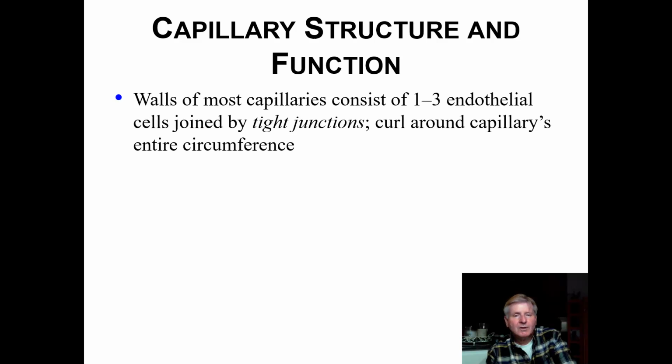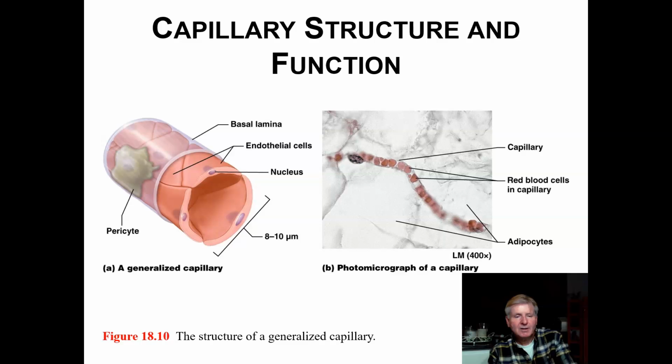Most of your capillary walls are 1 to 3 endothelial cells joined by tight junctions that surround the capillary's lumen. This is a generalized capillary on the left, showing the endothelial cells with tight junctions and the basal lamina. And then a photomicrograph of a capillary showing you these red blood cells in single file. That's called a rouleaux formation. These are the adipocytes, the fat cells, neighboring this particular capillary.